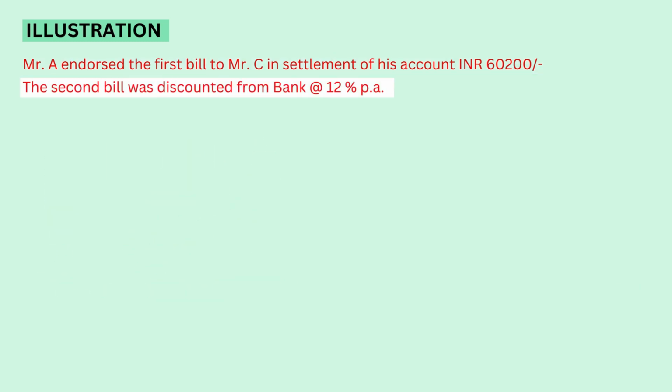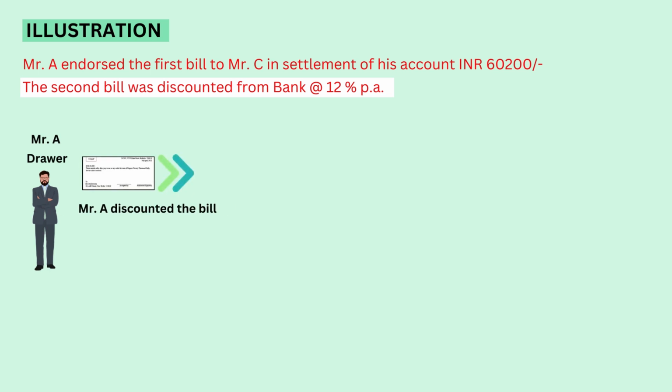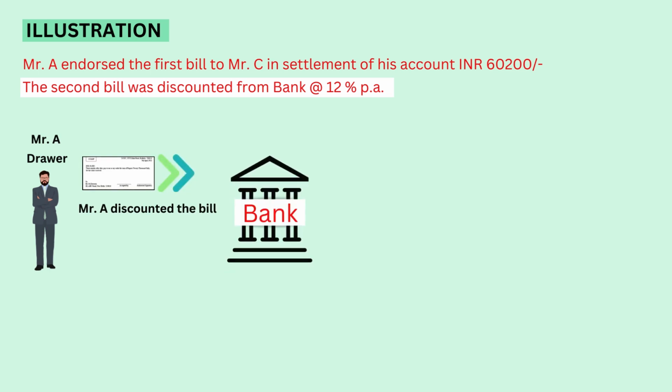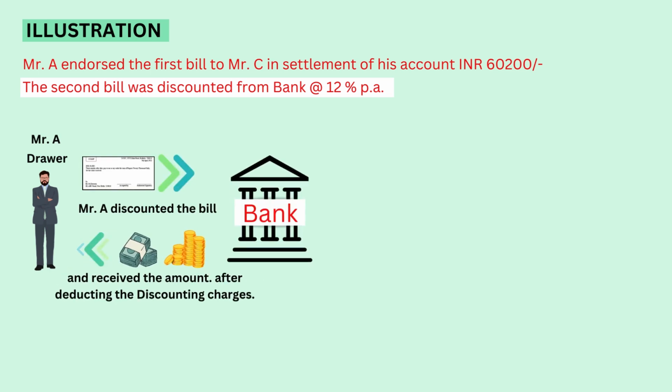Now the second bill was discounted from bank at the rate 12% per annum. It means Mr. A discounted the second bill of rupees 40,000 from bank and received the amount before the due date after deduction of discounting charge at the rate 12% per annum. First, we shall see how to calculate the discounting charge.